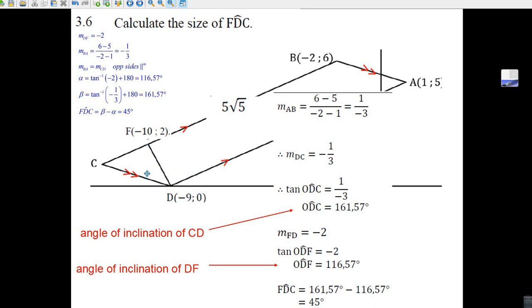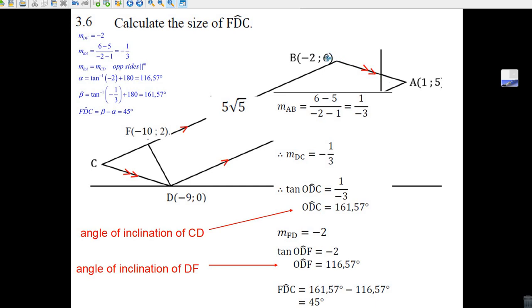But we'll need the angles of inclination. We'll need the angles of inclination. So let's give AB a try. Up here, you see, it's a parallelogram. So if we can get this angle up here, we'll have the other angle down there.